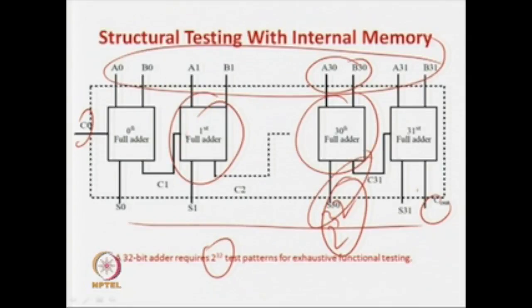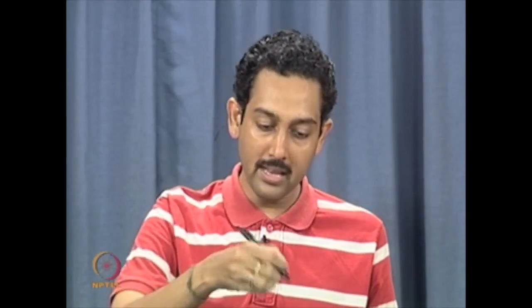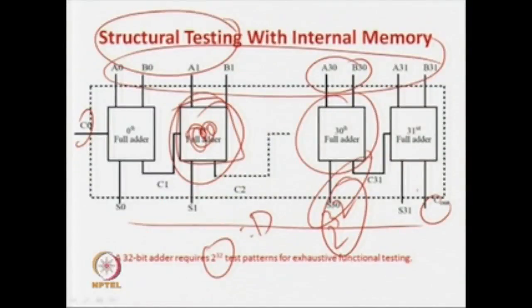So, there are some more gates inside, but for this kind of structural testing, we are considering this as our unit. Structural testing, as I told you, is the functional testing at the unit level. In the last example, the gate was the unit, but now this full adder is our unit.